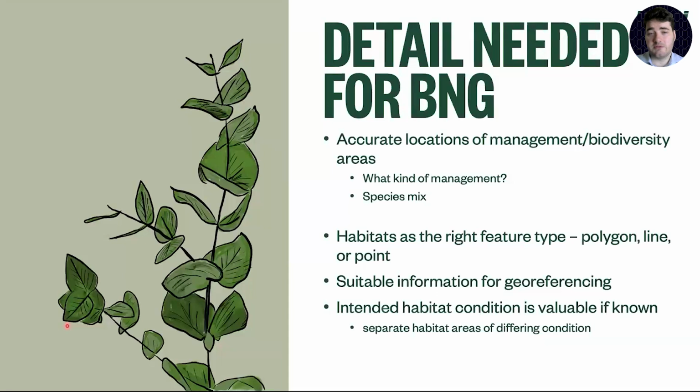And if you can have management or biodiversity areas that you know about, where you're planning to do a more biodiverse, more green kind of conservation area, if that can be defined really clearly, that's great. Equally important is what kind of management you're thinking of doing, because that can help an ecologist work out what condition they think they should go for, and what species mix you're going to be planting there, because again, that will help with understanding what we're going to go for here. We want habitats in the right feature type, as we've said, so polygons, lines, or points, that's really needed.